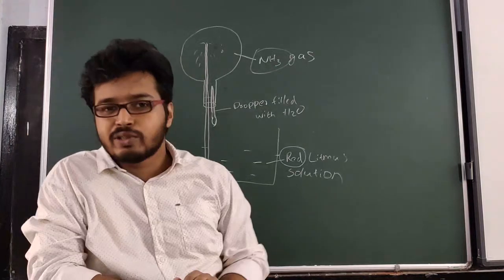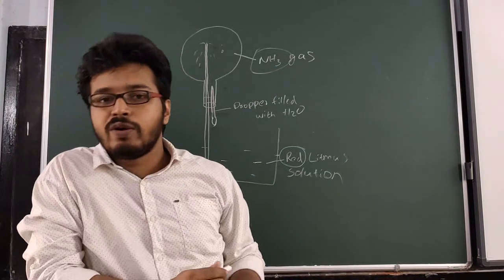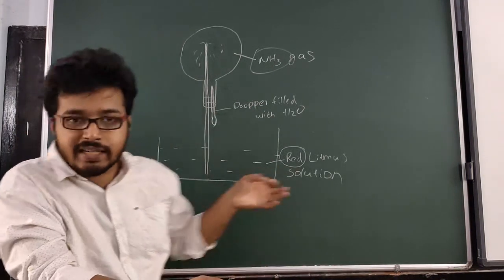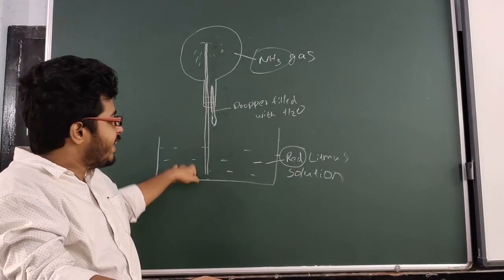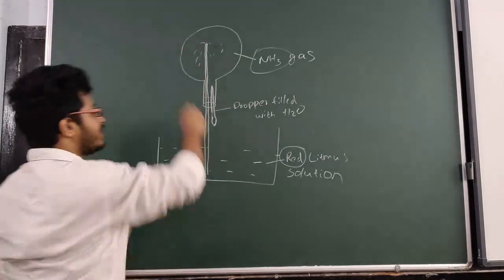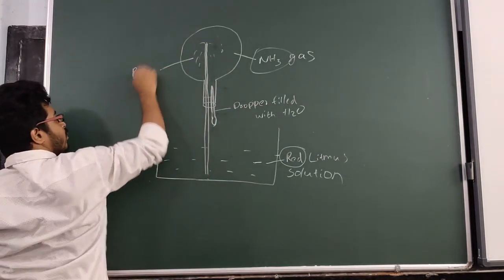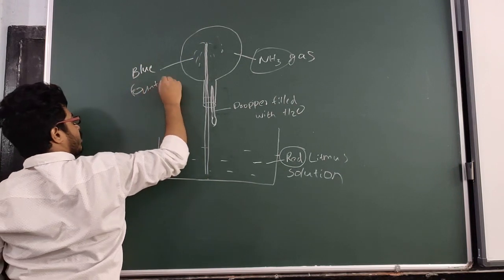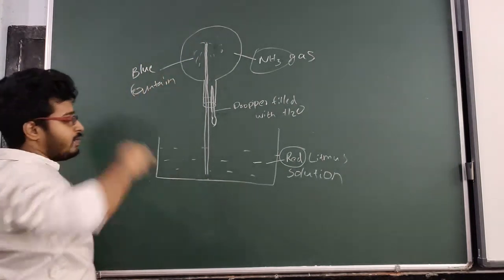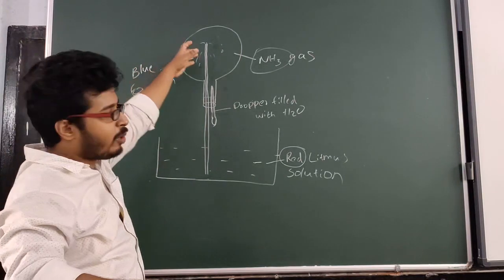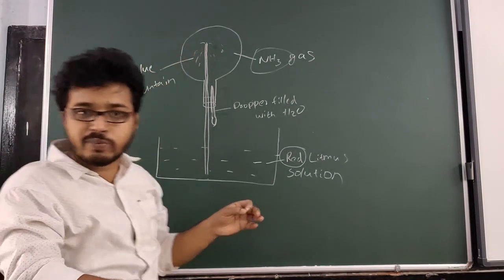Now we are supposed to conclude our observation. There are two observations. One is the color change. The red litmus solution turned blue when it came to the top. So the red litmus is turning into a blue fountain from the top of the glass rod. That is our first observation.